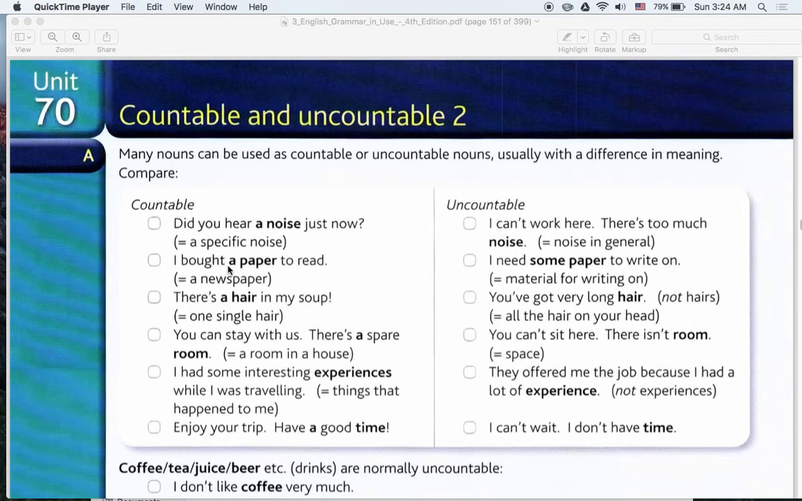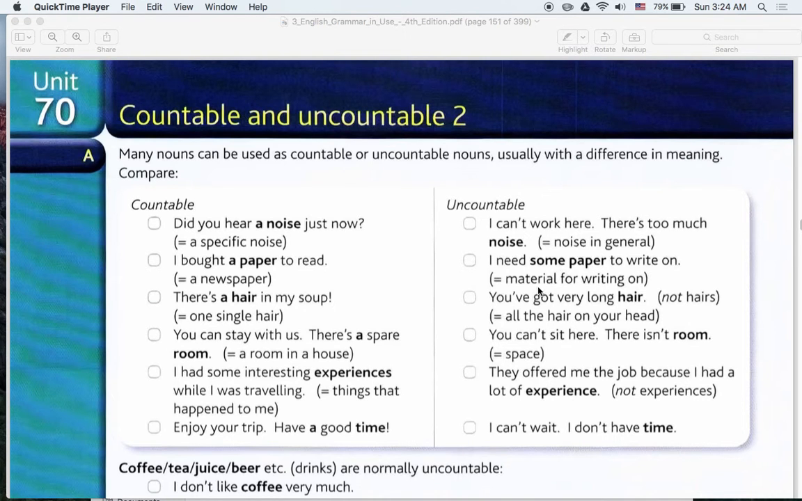Next example. I bought a paper to read, a newspaper. I need some paper to write on. Material for writing on. Here, the person speaking means one piece of newspaper. That's why he or she is saying, I bought a paper to read.